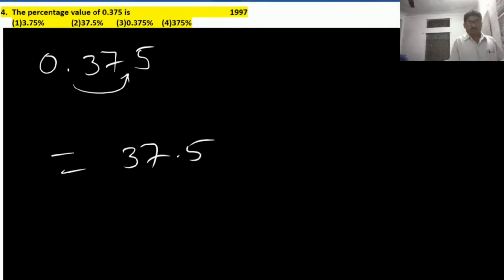Question number 4. The percentage value of 0.375 is. 0.375. To convert a decimal to percentage, simply shift the decimal to the right by 2 places. So that is equal to 37.5 percentage. Option 2.